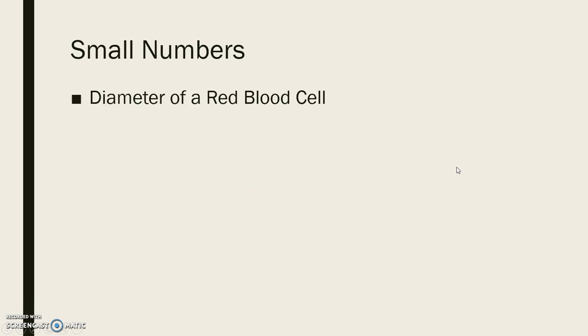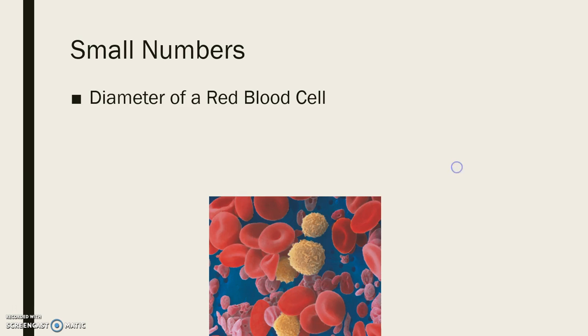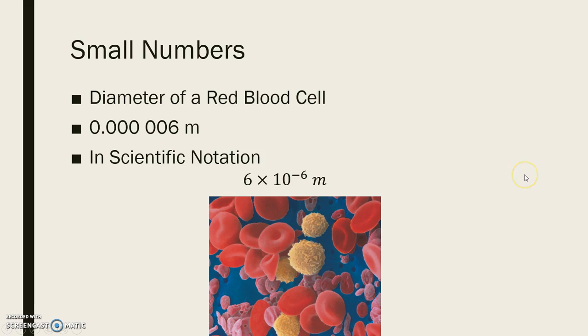So we can go the other way too and look at really small numbers. For instance, the diameter of a red blood cell. And that's very small, it's microscopic. So it has a diameter of 0.000006, which is a millionth of a meter. And in scientific notation it can be written as 6 by 10 to the negative 6, which once again talks about how many places the decimal place has been moved. The negative index indicates that it's a really small number.